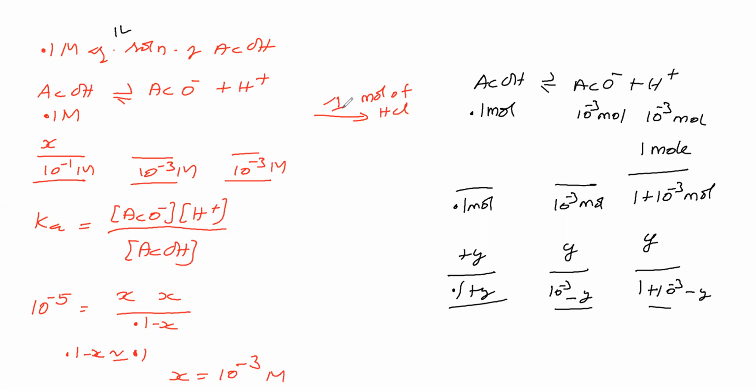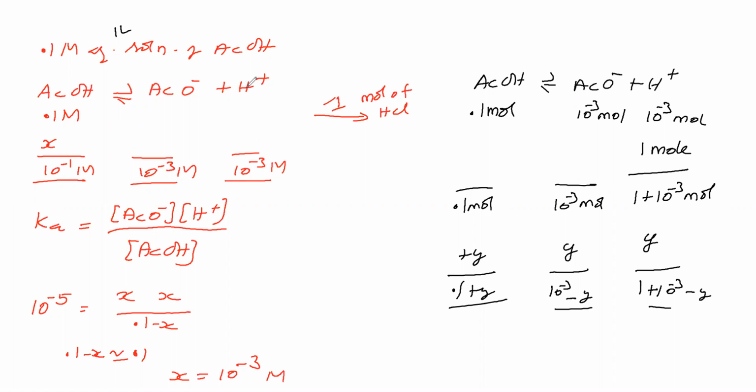Here we added common ion H plus, so equilibrium is disturbed. Backward is favored. Due to that, the dissociation extent of acetic acid decreased. Degree of dissociation of acetic acid decreased. Okay. Suppose if you add base, what will happen?